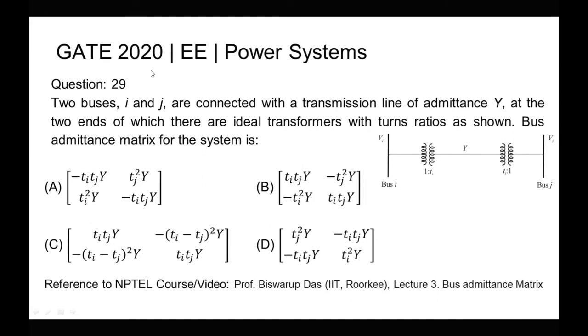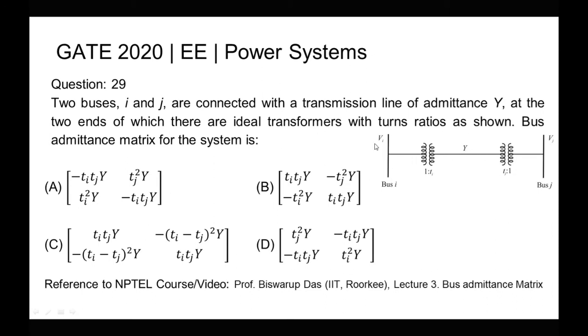This problem is from GATE 2020, Electrical Engineering, Power Systems. In this problem, two buses, bus I and bus J, are given with bus voltages Vi and Vj as shown. At bus I, a transformer with turns ratio 1:Ti is connected, and at bus J, a transformer with turns ratio Tj:1 is connected. Both the transformers are ideal and connected with a transmission line of admittance Y as shown here in the figure.